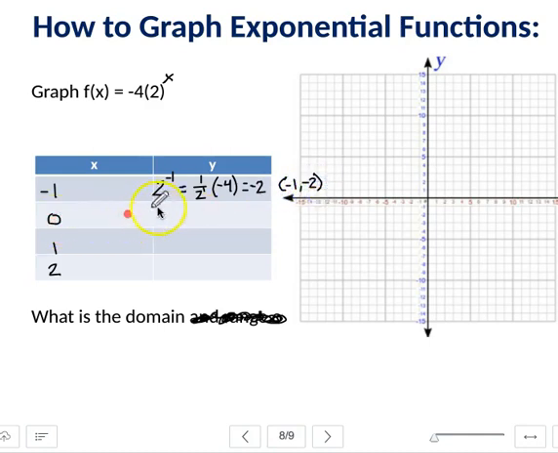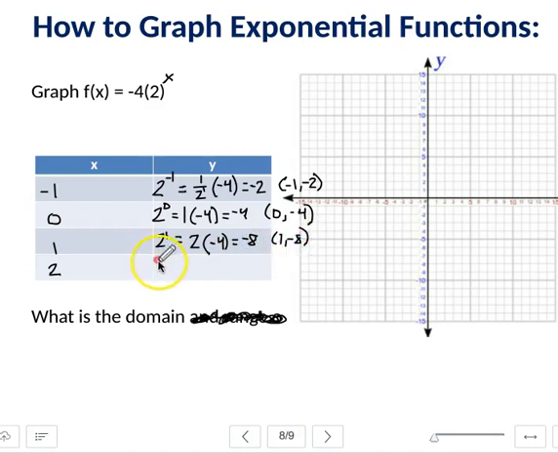Then how about when x is equal to 0? Well, we learned, or reviewed, that anything to the 0th power is 1, and then we multiply that times -4, and we get -4. So that next coordinate will be at 0, -4. Moving on to our next point, when we plug in 1 for x, we have 2 to the first power, which is the same thing as saying 2 times itself 1 time, so it would be 2. So 2 times -4, which we get -8. So the next point would be at 1, -8.